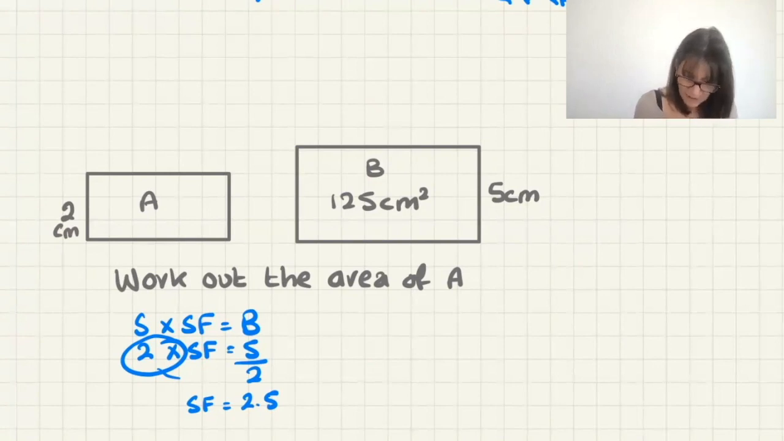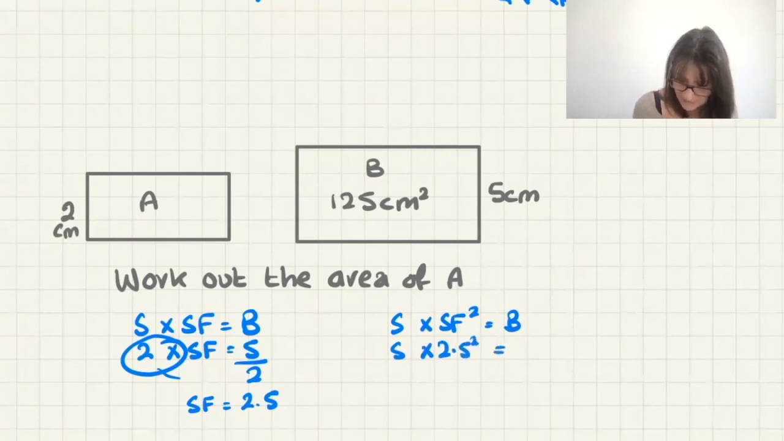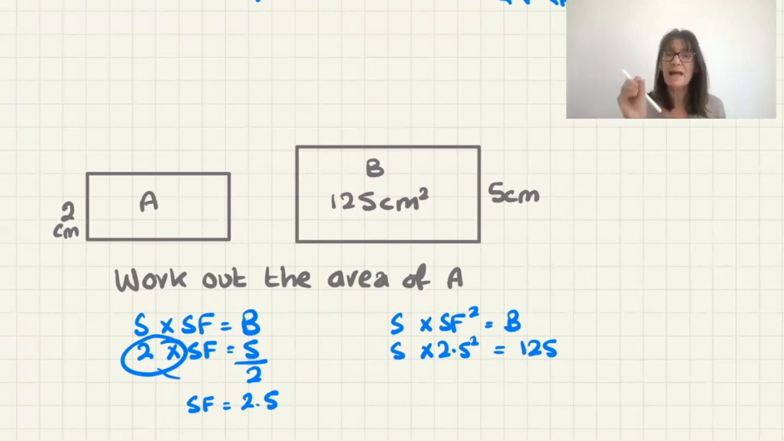So now I can go to the area. All right. The small times by the scale factor squared will equal the big. I don't know the small, okay? I know the scale factor is 2.5 squared, and I know B has an area of 125 centimeters squared. So all I'm doing at that stage is just taking the information from the diagram and I'm popping it into the correct position. What I've got is where I put things, and what I haven't got, I have to leave as the letter that I've written down.